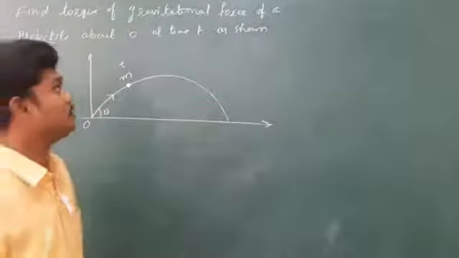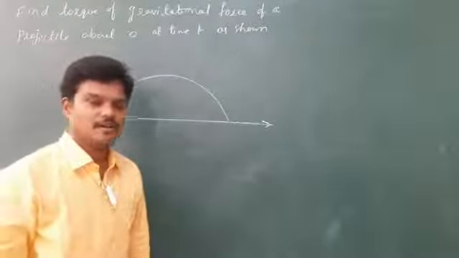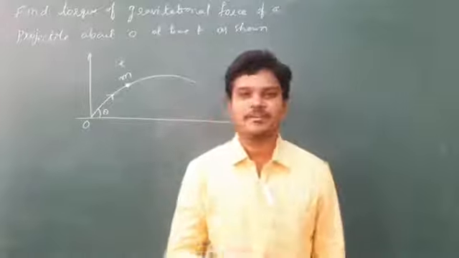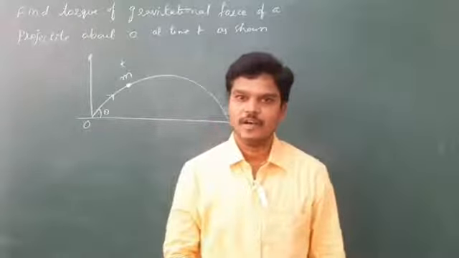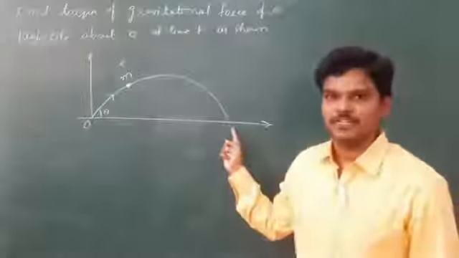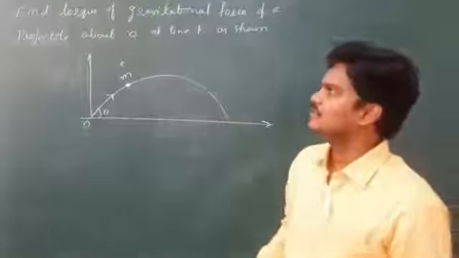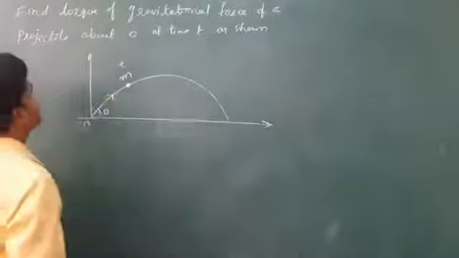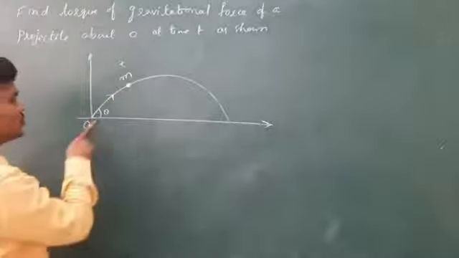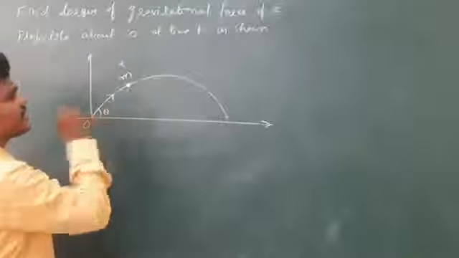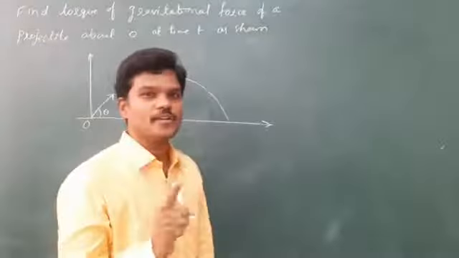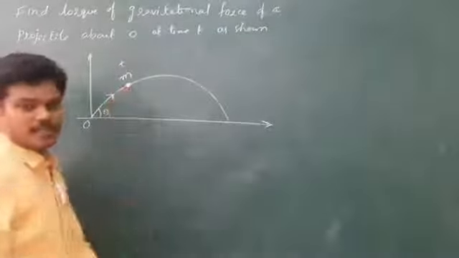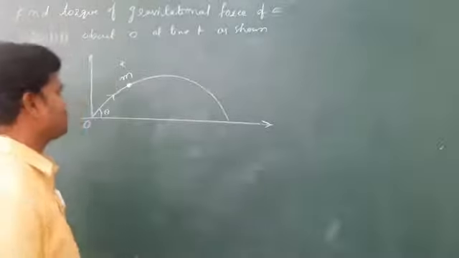So anyhow, we covered some problems related to torque, and in the last class, we calculated torque at the maximum height of a projectile. Of course, at the end of the projectile also we have done. Now see the next one. Let us see. Find the torque of the gravitational force of a projectile about O at time t as shown in the figure. So they are asking to find the torque at O due to this point. Okay, so let us find the torque.